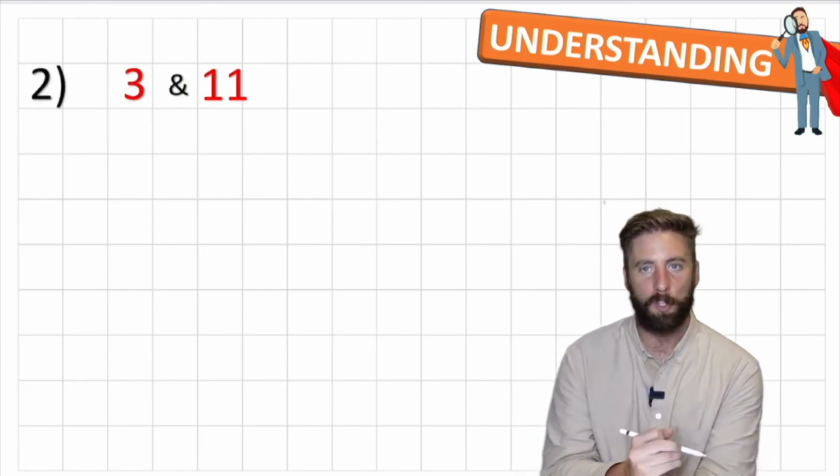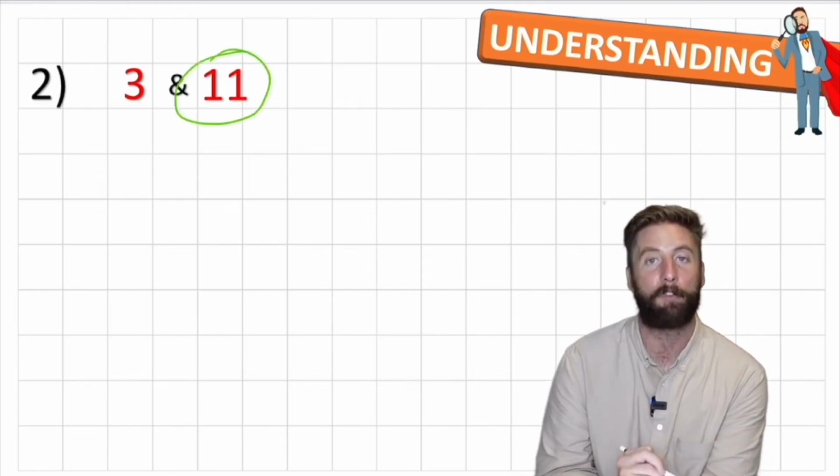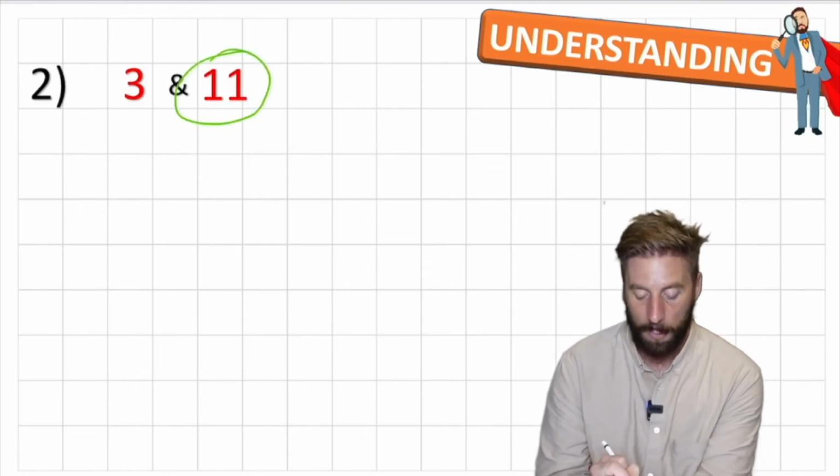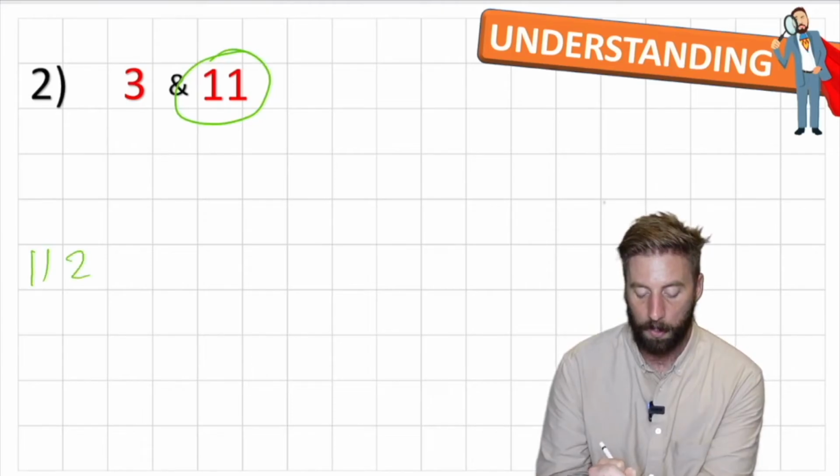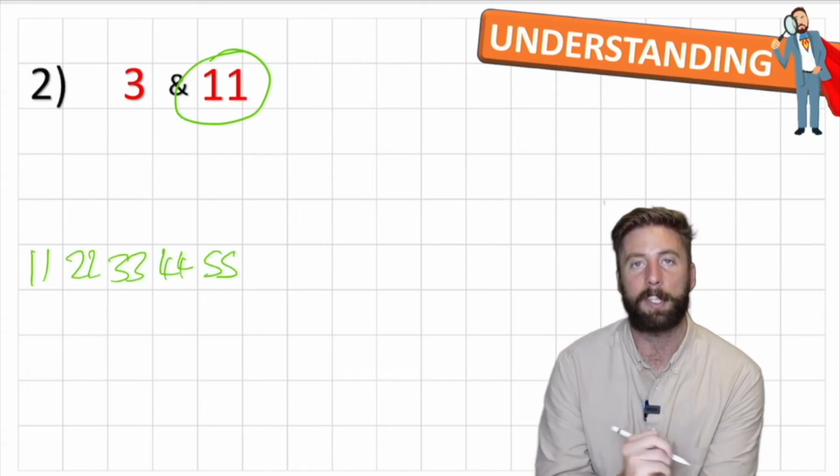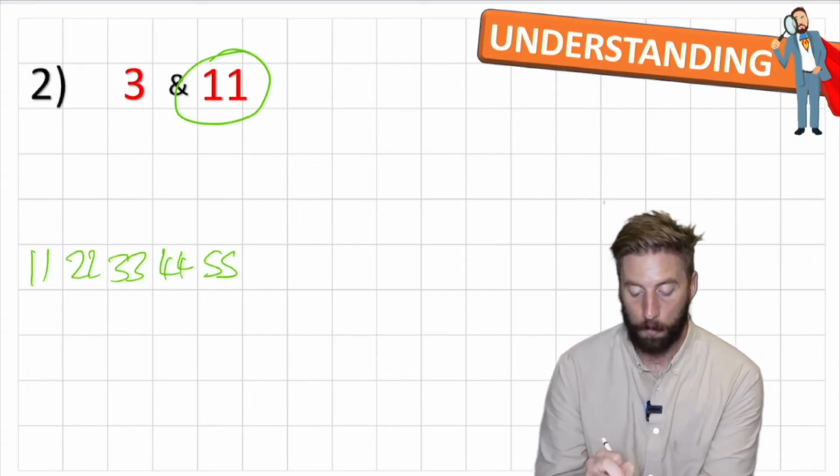Now what I think is quite a good tip is to multiply the bigger number first. So I'm going to find some multiples of 11. 11, 22, 33, 44, 55, and I'm going to stay there. And now I'm going to look for those multiples of 3.